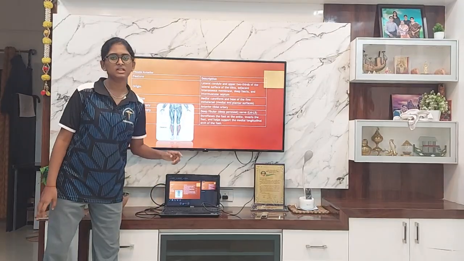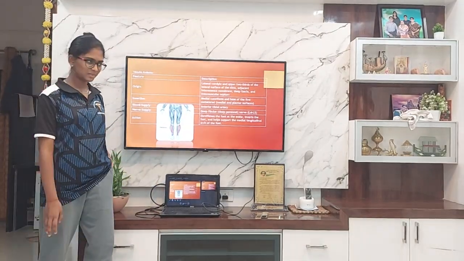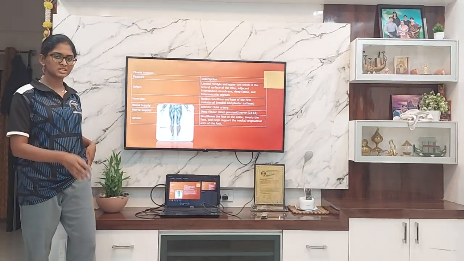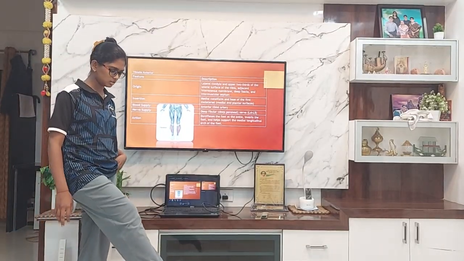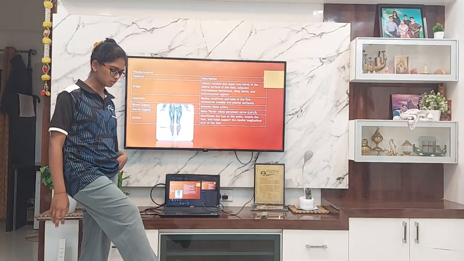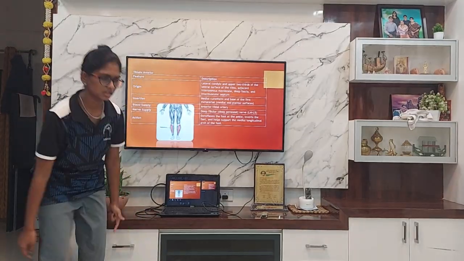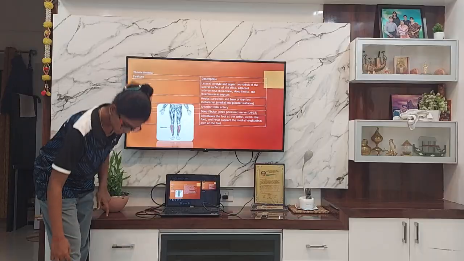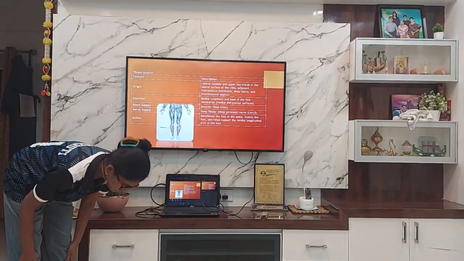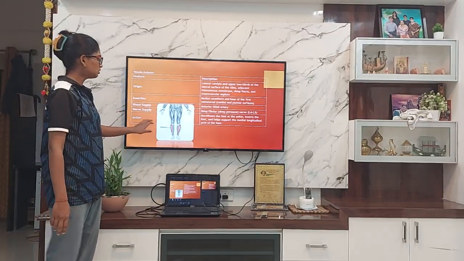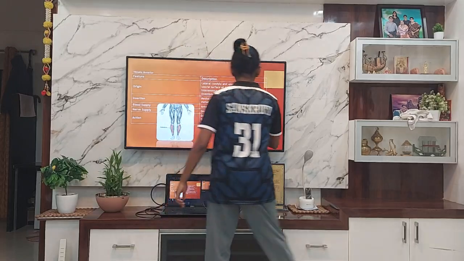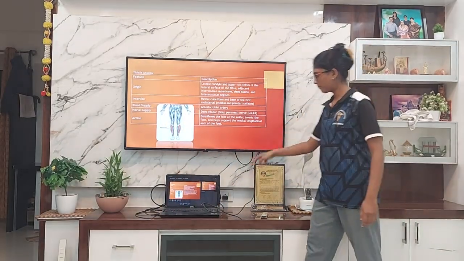Okay, then action of the tibialis anterior. The tibialis anterior has a dorsiflexion action at the ankle joint. This is plantar flexion, and this is dorsiflexion at the ankle joint. It involves the usage of this muscle, the tibialis anterior, that is shown here. It also helps support the medial longitudinal arch of the foot.